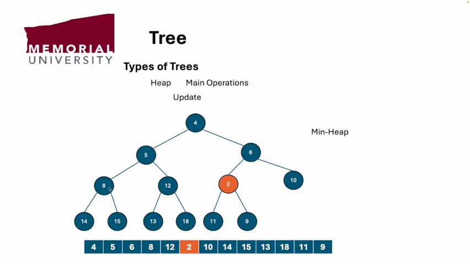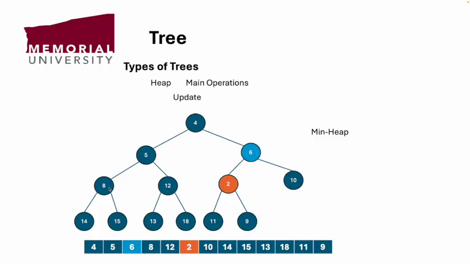Pretty straightforward on an array: just change the number. And then we need to shift up. Why do we shift up? Because it might be lower than its parent. So if we shift up, we need to compare the value with its parent. So what's the parent index?